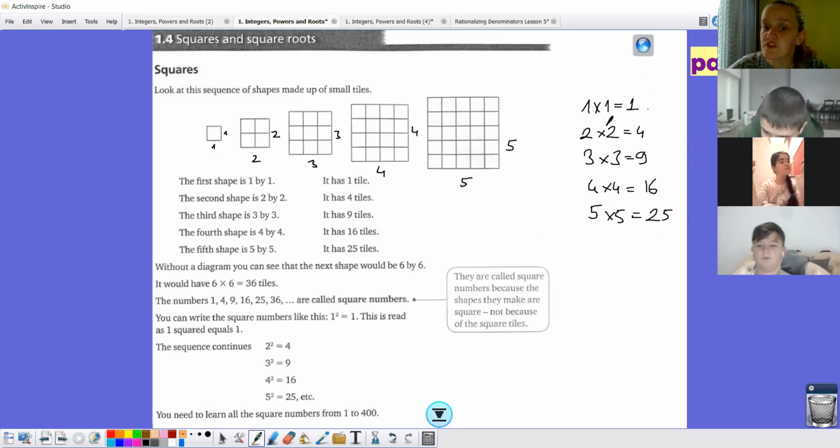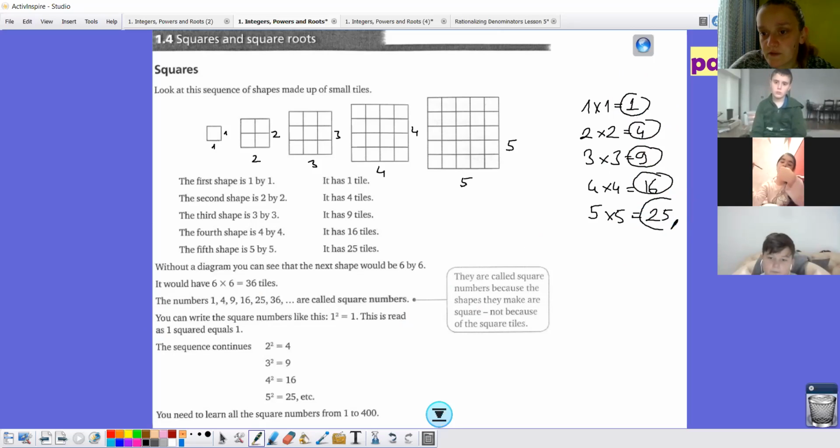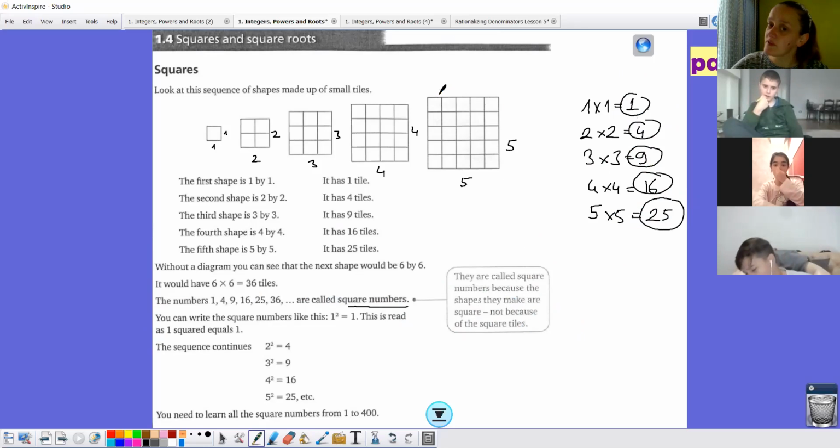So these numbers are called square numbers. Look, 1, 4, 9, 16, and 25 are called square numbers. Because, why? Because the shapes they make are square, not because of the square tiles. Look, these are the squares, okay? So because of that, we call these numbers squares.